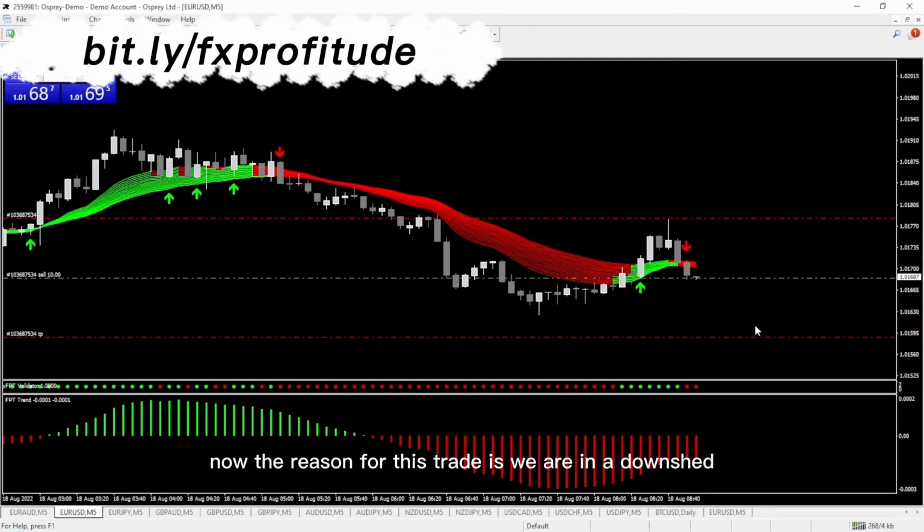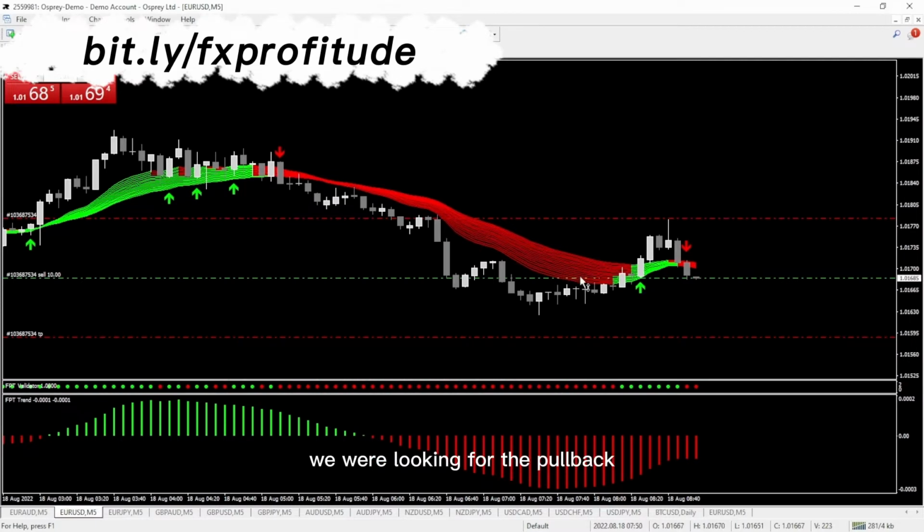Now, the reason for this trade is we are in a downtrend. This indicator at the bottom is the trend indicator and it is red. We were looking for the pullback. We got the pullback of the array, turning the array from red to green, and then we resumed that trend direction. So on this one candle here, we've got all the criteria met for a short trade.